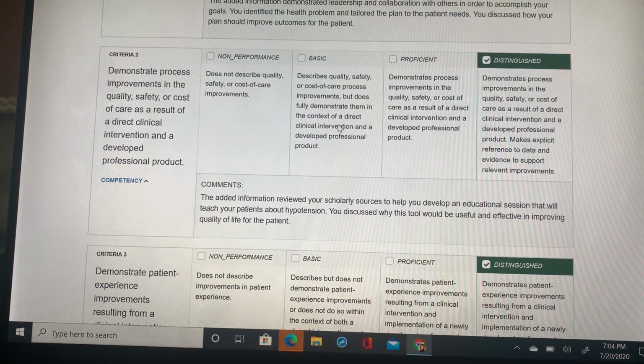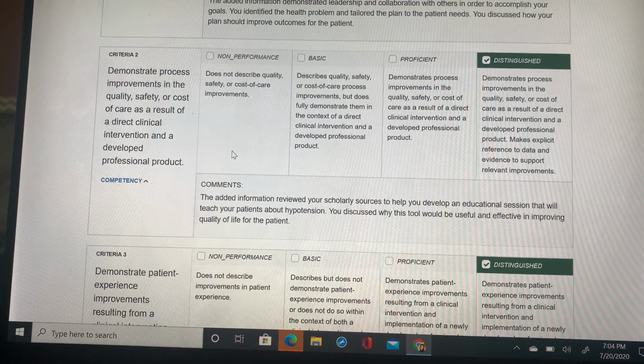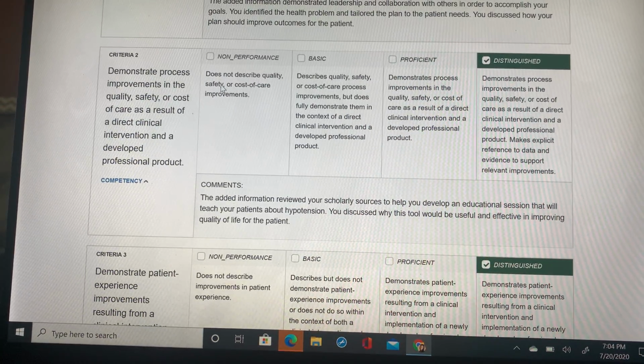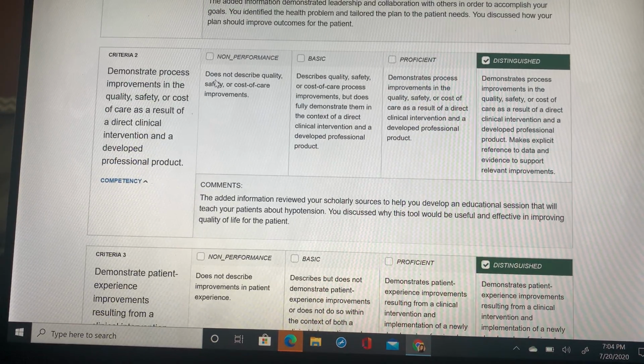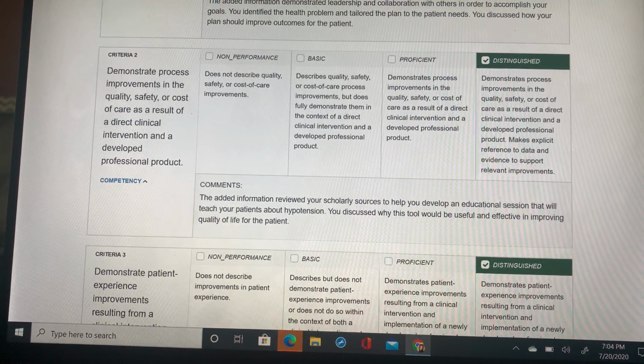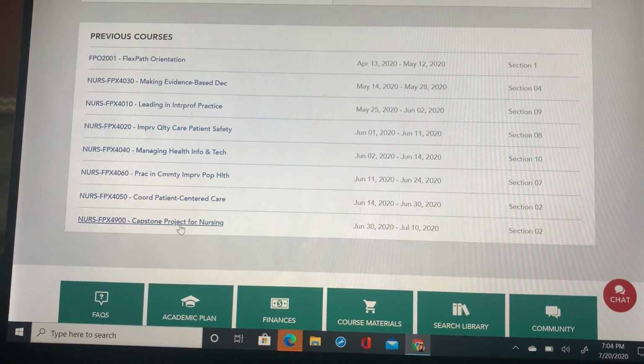So this was basic, I believe. So it said describes quality. Oh wait, no, this was a non-performance, wasn't it? I just have to open it back up because I want to be sure for you guys. Okay.